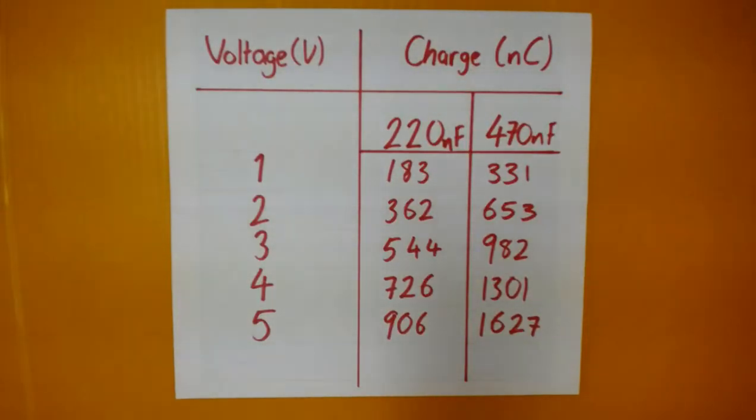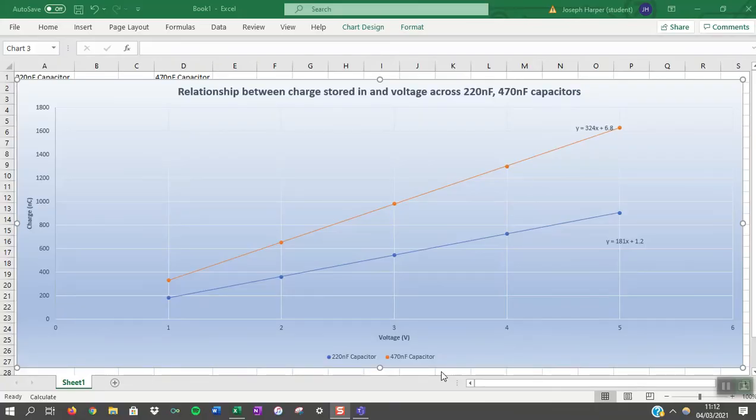Here's the full results in a table. And here's the results quickly sketched out into a graph. So our blue trend line is for the 220 nanofarad capacitor, and our orange trend line is for our 470 nanofarad capacitor. So we can see there is a positive linear relationship between charge and voltage.